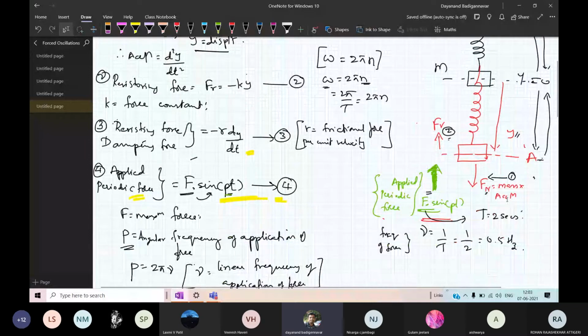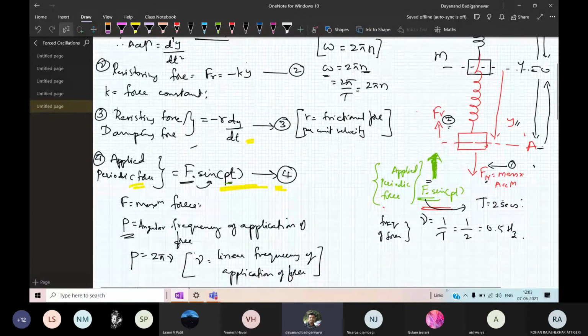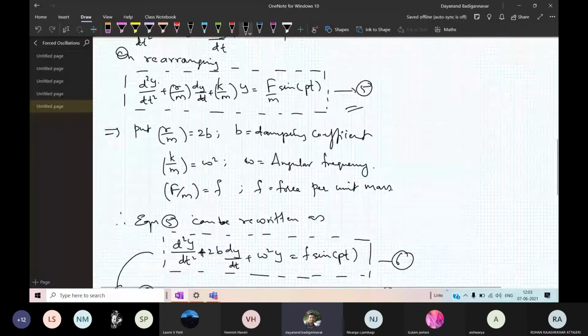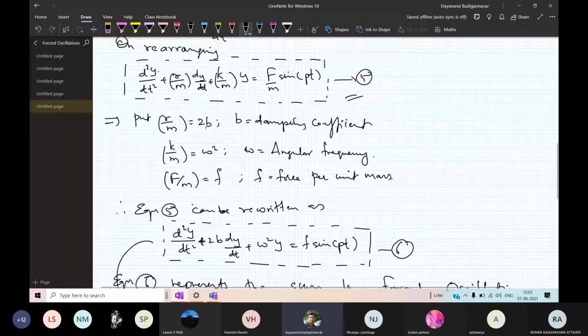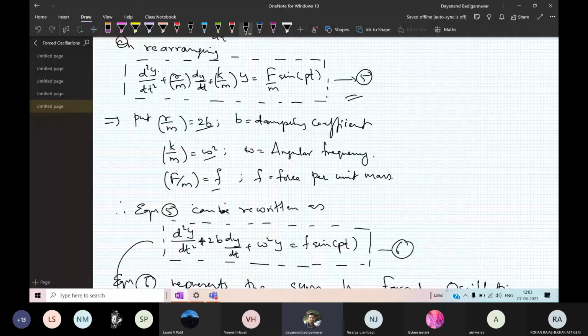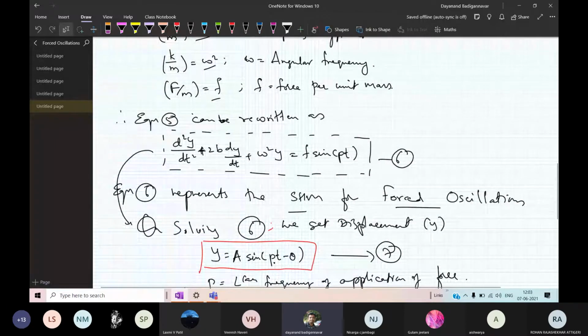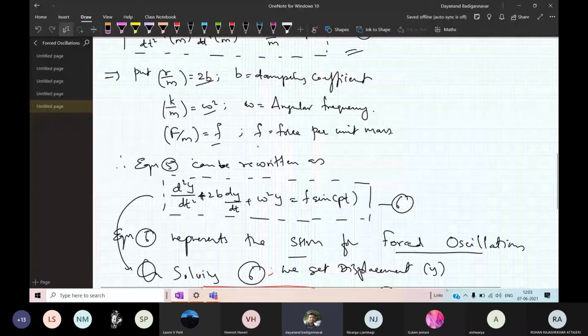After writing all the forces at equilibrium, I can write the equation for SHM. This is the equation for SHM. As we have done in the last class, R by M is equal to 2B, K by M is equal to omega square, F by M is equal to capital F. You substitute it, you get equation number 6, the equation for SHM for forced oscillation. Here B is the damping coefficient, omega is the angular frequency, and F is a new term called force per unit mass.